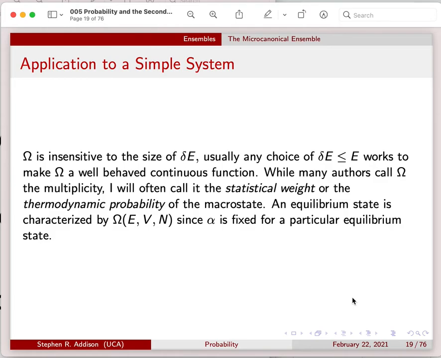Omega can be called multiplicity. Sometimes it's called the statistical weight or the thermodynamic probability. I will most often call it the statistical weight. And for an equilibrium state, omega is just a function of E, V, and N, because the alphas are fixed if the system is in equilibrium.